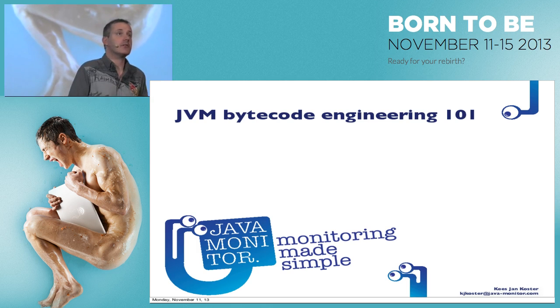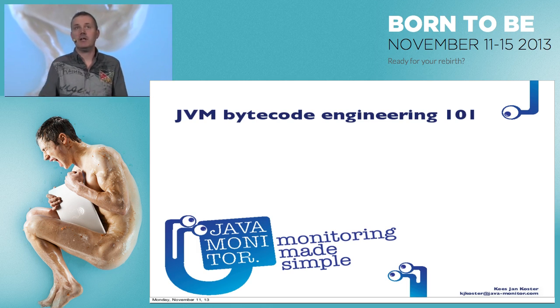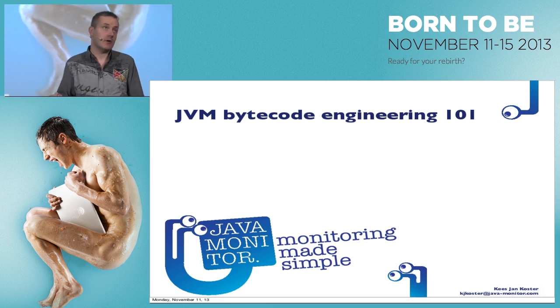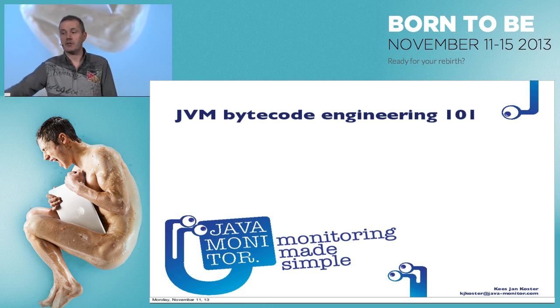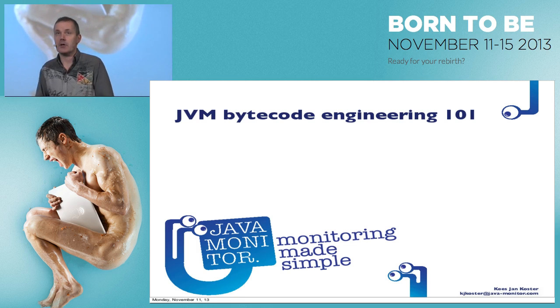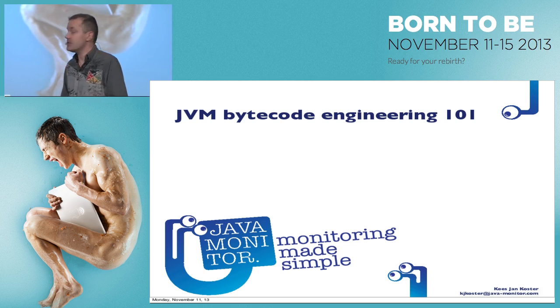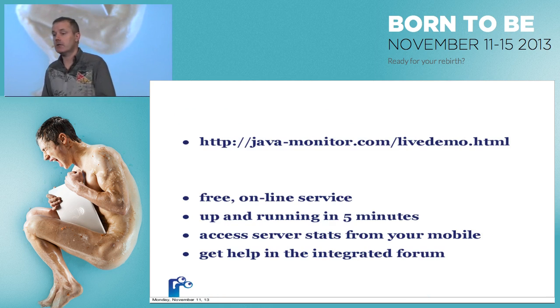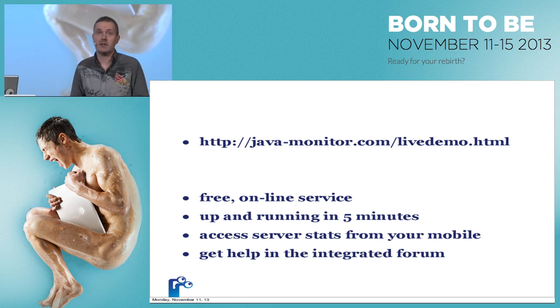My name is Kees Jan Koster. I'm a Java engineer by trade. I'm married, 2 kids, live in Delft, Holland, and I ride motorcycle, although with this weather I decided to come by car. And I run javamonitor.com, which is the free online Java monitoring service for any JVM that you have. You can have a live demo there.